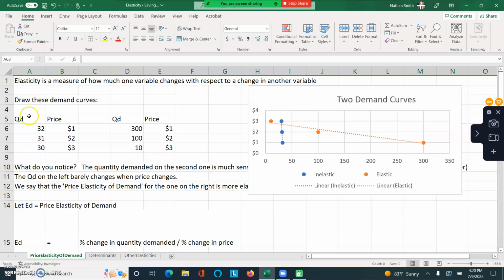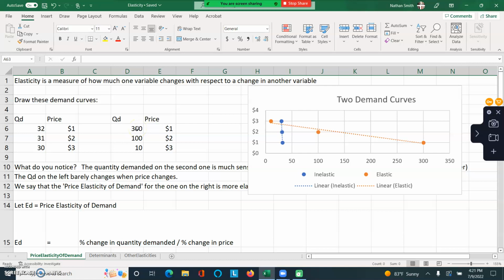Let's take a look at the two demand curves that I have here on the left. Notice how in each of these two demand curves, the price increments are the same, $1, $2, or $3. Now take a look at the quantity demanded in this column here. It doesn't change much. The increments are just plus or minus 1. Now take a look at the demand curve here on the right. You have a big swing in quantity demanded.